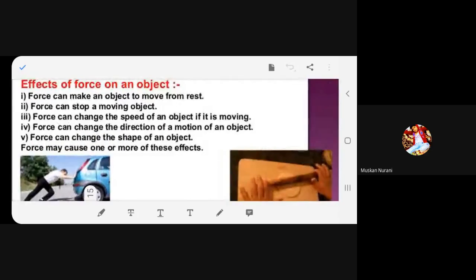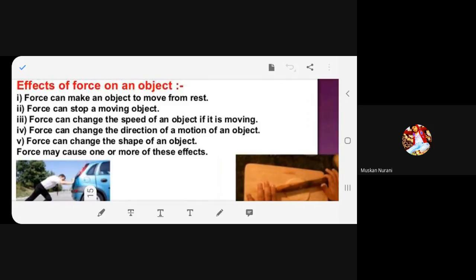Let's see what is the effect of force on an object. Please read. Number one: force can make an object move from rest. Number two: force can stop a moving object. Number three: force can change the speed of an object if it is moving. Number four: force can change the direction of motion of an object. Number five: force can change the shape of an object. Force may cause one or more of these effects. These are the various effects which we observe when force is applied.